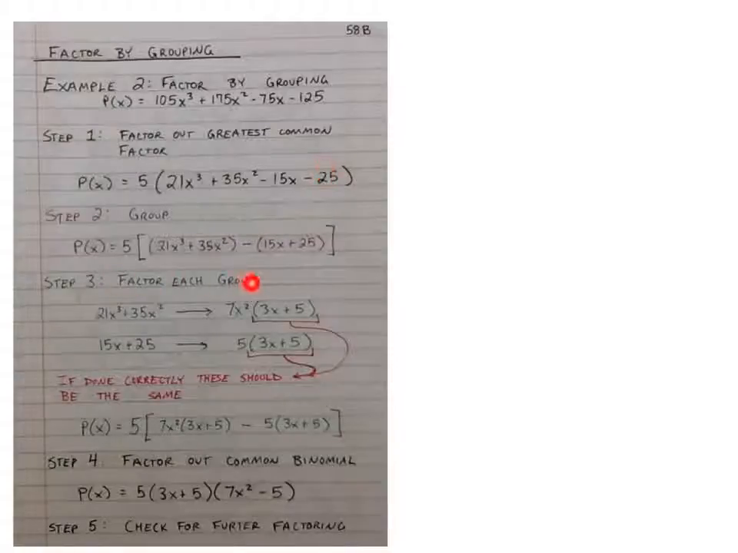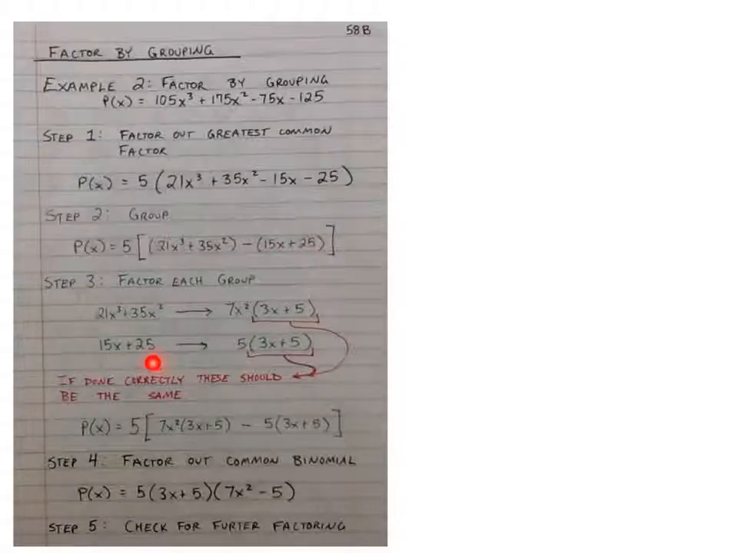Step 3 is to factor each group. So our first group of 21x to the 3rd plus 35x squared, we can factor 7x squared out of both monomials. 7x squared times 3x is 21x to the 3rd. 7x squared times +5 is +35x squared. So the first group is factored to that.